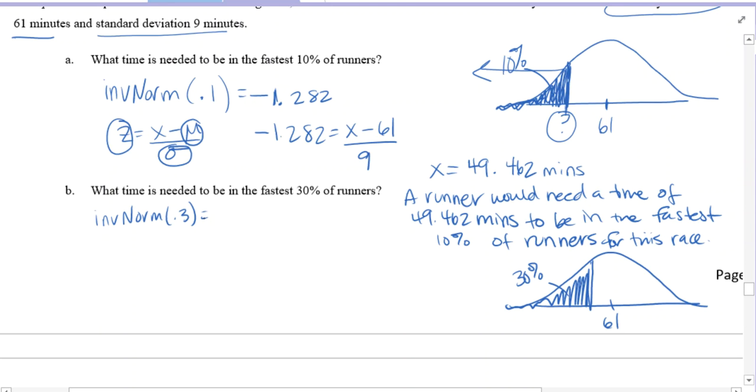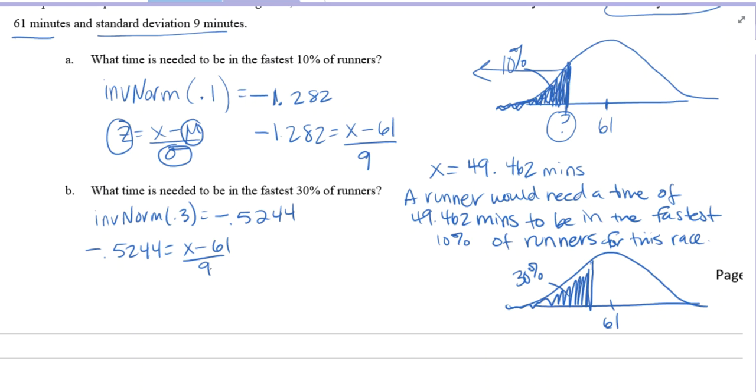Okay, so use your calculator. Second vars to go to distribution, get 0.3. Okay, so we should have negative 0.5244. And again, we're going to use our z-score formula. This is a z-score, so we have negative 0.5244 equals the value we don't know minus the mean of 61 divided by the standard deviation. So again, we're going to take that times by 9 and then add 61.